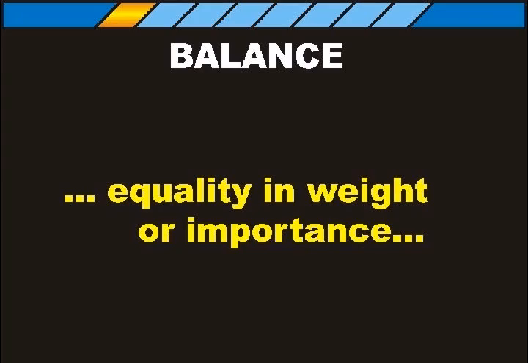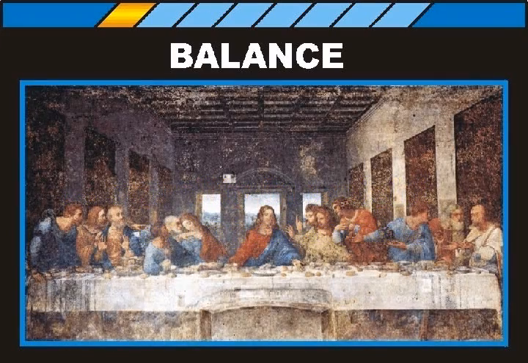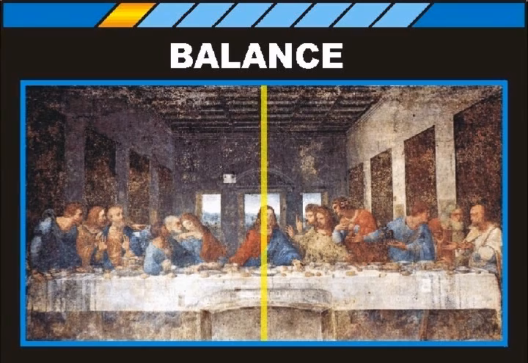or importance. In The Last Supper by Leonardo da Vinci, the artist has used the principle of balance by creating a symmetrical composition. The background architecture of the painting is symmetrical, with the figures placed symmetrically within it. This is known as formal or symmetrical balance. The artist used balance to create a stable, confident feeling.